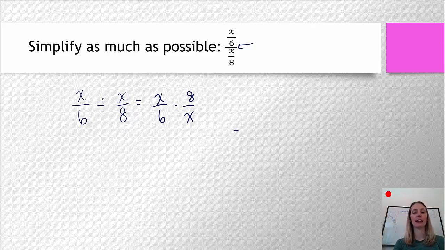So let's see, I see common factors of x here. So x goes into itself once, it goes into itself once. And 6 and 8, they have a common factor of 2. 2 goes into 6 3 times, 2 goes into 8 4 times.